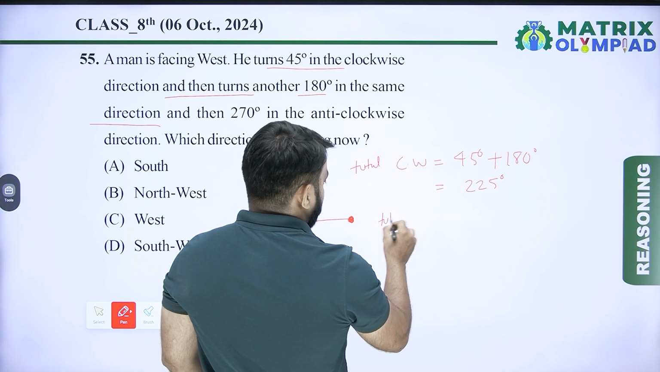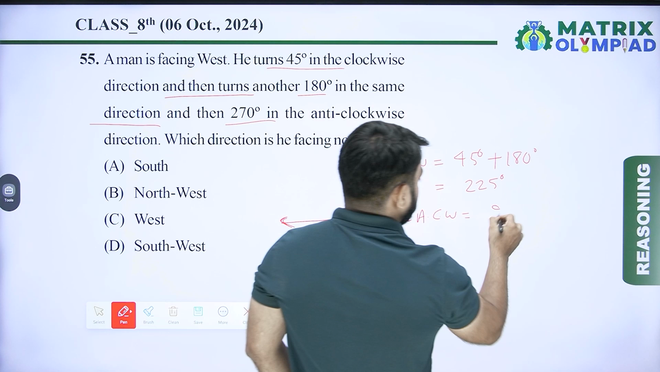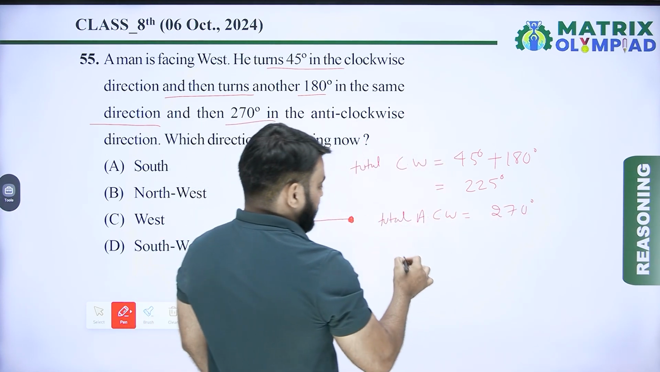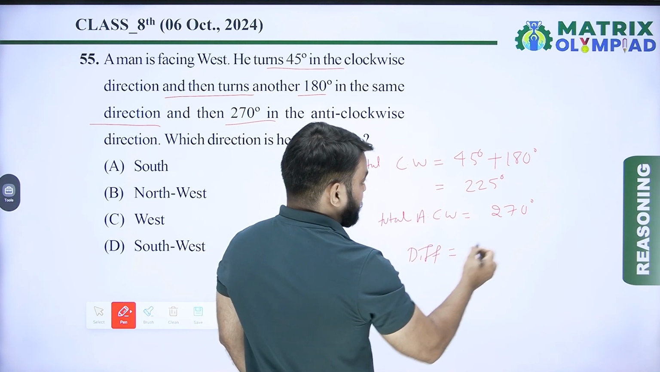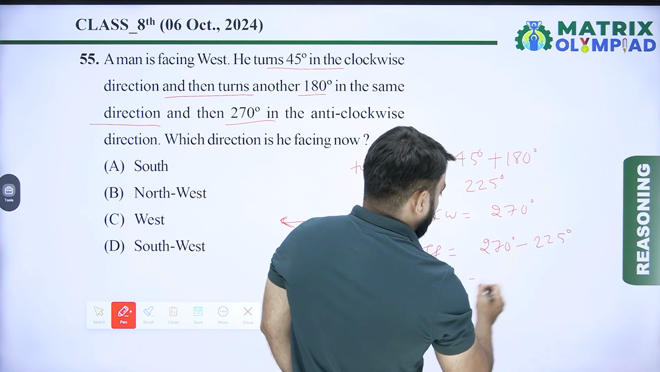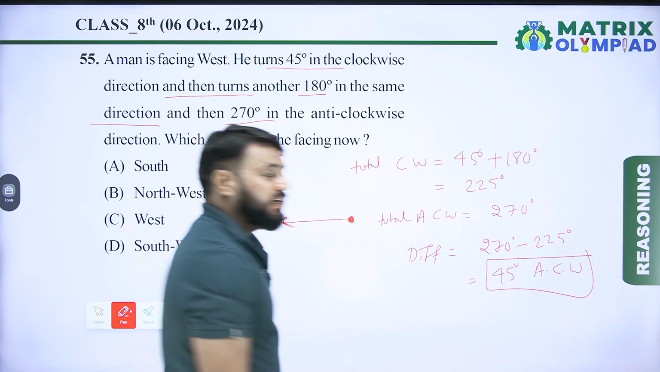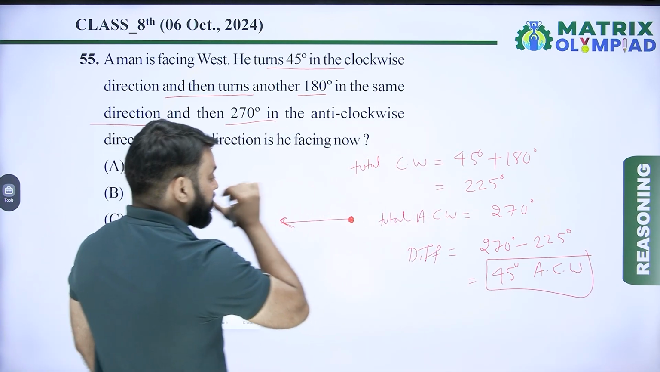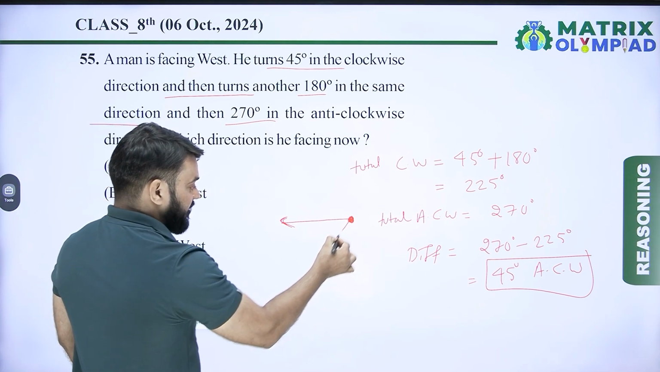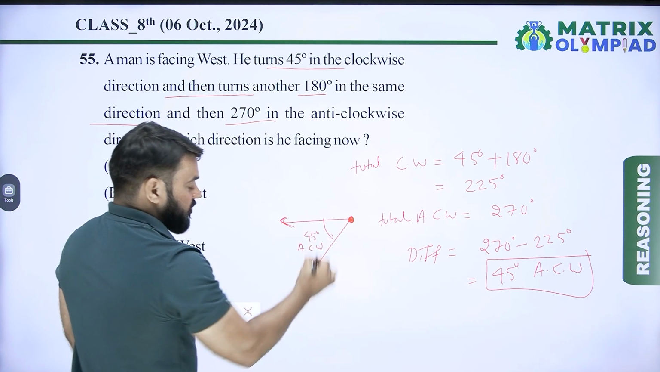Now total anti-clockwise turn is equal to 270 degree. Now find the difference between clockwise turn and anti-clockwise turn. So the difference is 270 degree minus 225. It means 45 degree anti-clockwise turn. So he takes a 45 degree anti-clockwise turn.